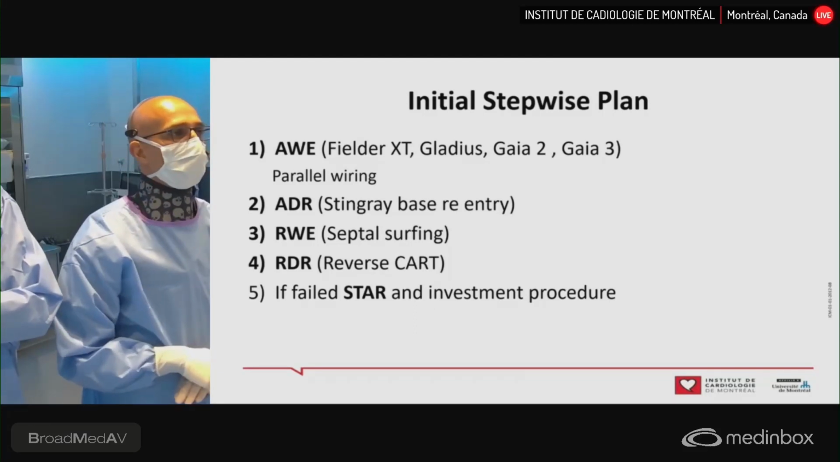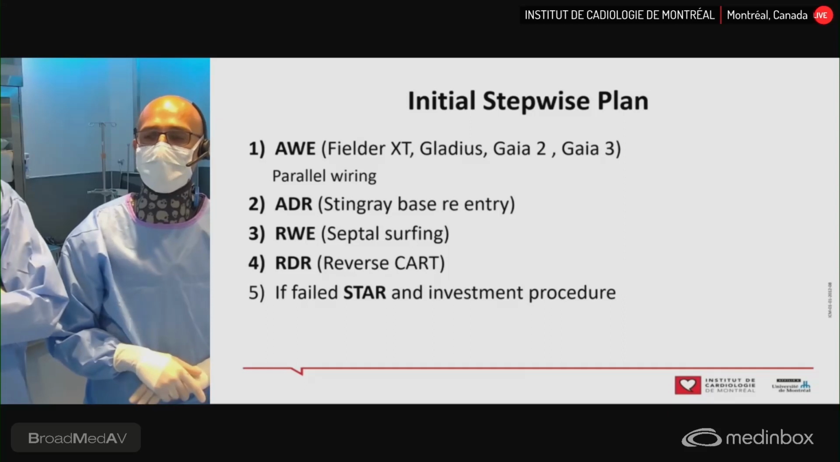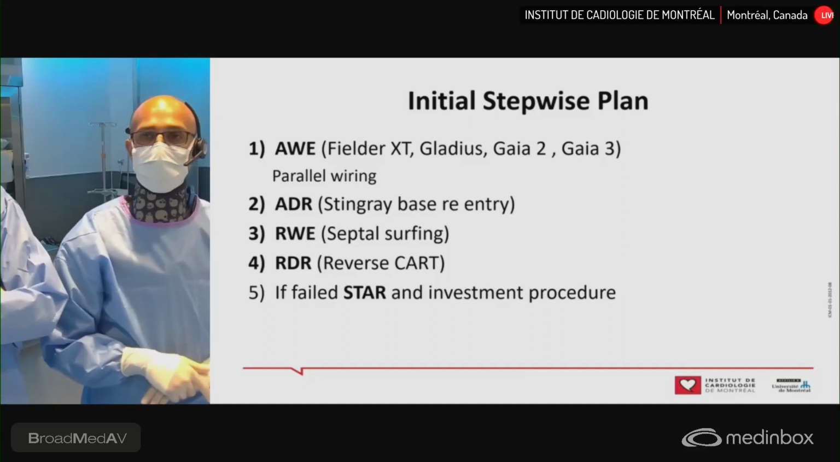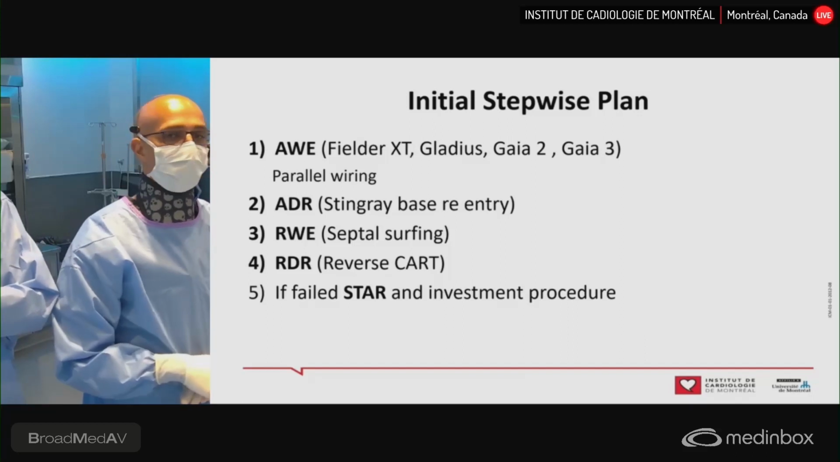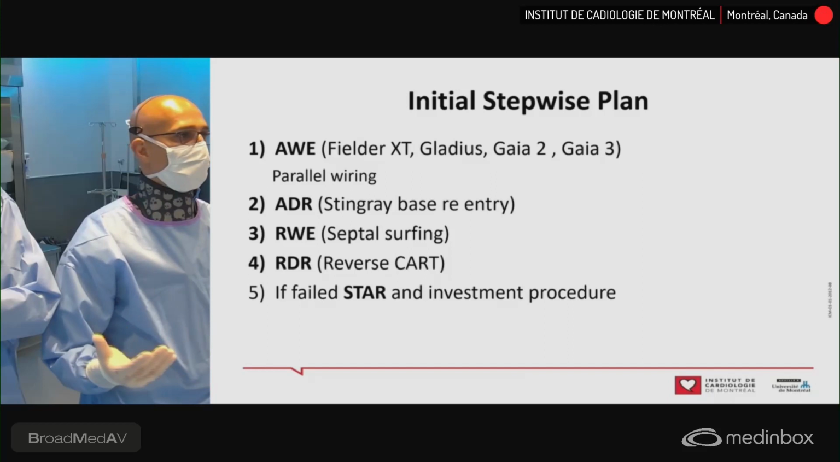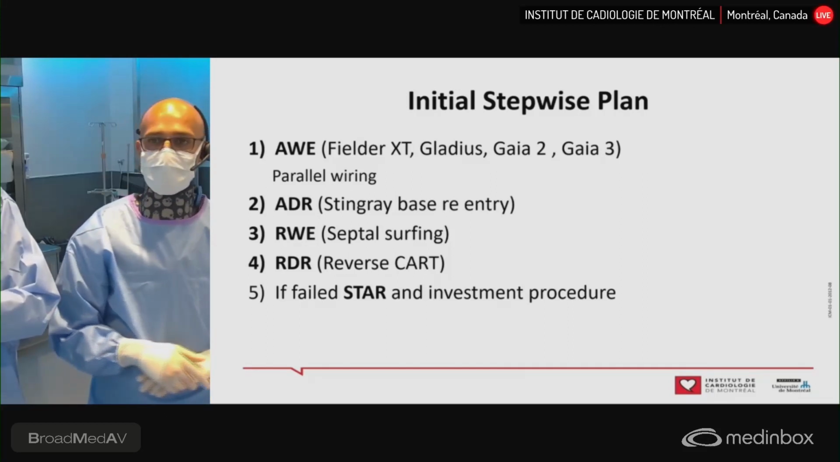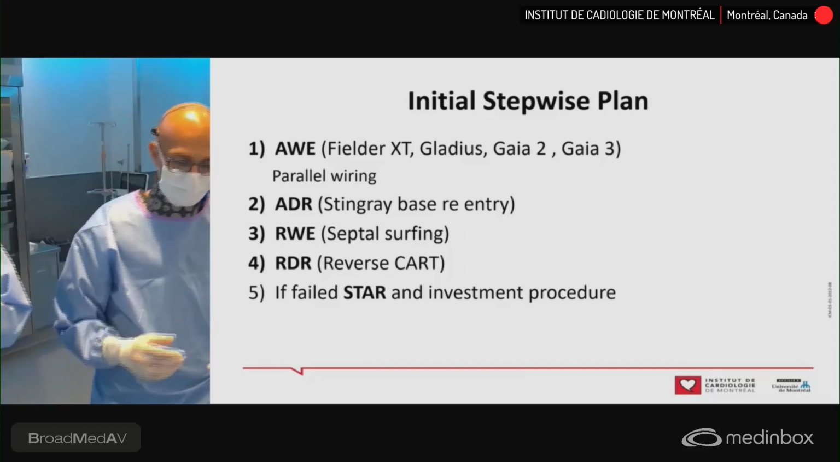We'll probably use the Cyan wire at this point, or Cyan black. And depending on how we approach the distal cap, either retrograde wire escalation or we'll have to do reverse CART. And our bailout strategy would be a STAR and investment procedure for the next step. So without further ado, we'll start working.